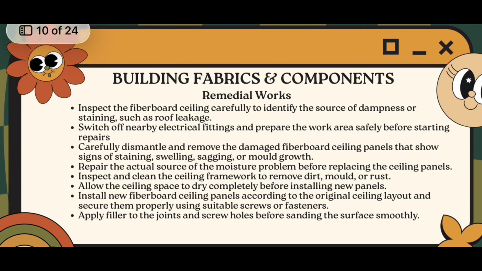The remedials are: inspect the fiberboard ceiling carefully to identify the source of dampness or staining such as roof leakage, repair the actual source of moisture, inspect and clean ceiling framework to remove dirt or anything else.